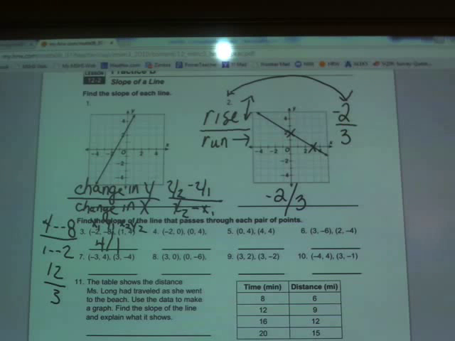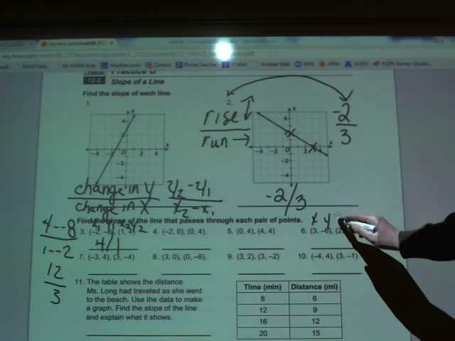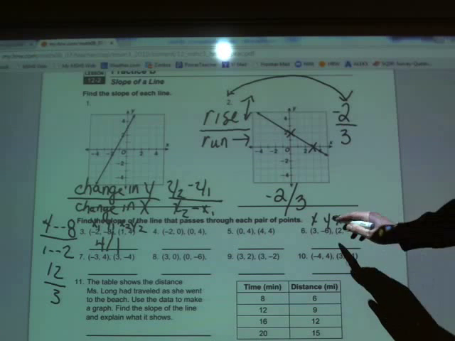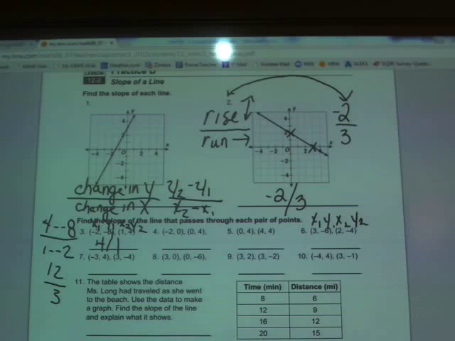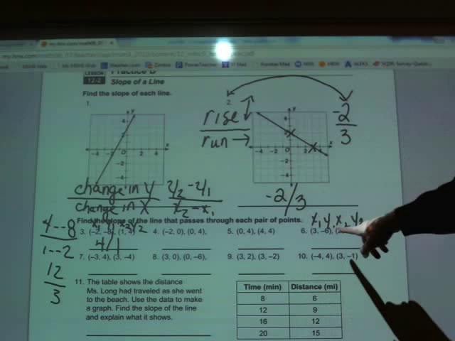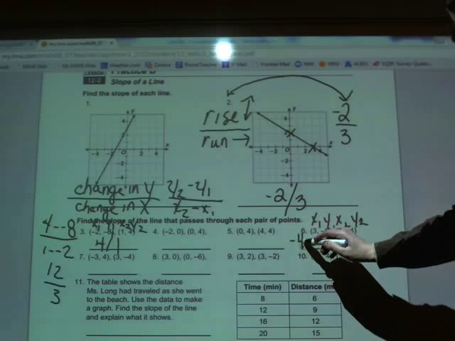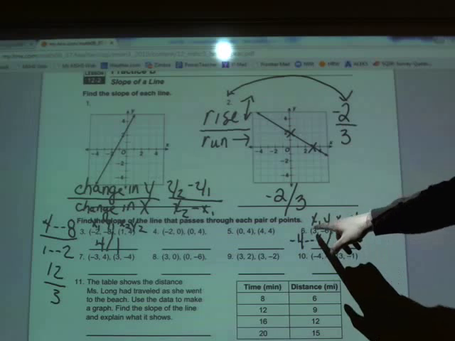All right, let's take a look at question 6. Again, let's start off and label our points, x, y, always. 1s represent the first set of numbers. 2s represent the second set of numbers. The formula says I'm going to subtract the y values, second set minus first set. So I'm going to do -4 minus -6, and divide that by what happens when I subtract the x values, 2 minus 3.